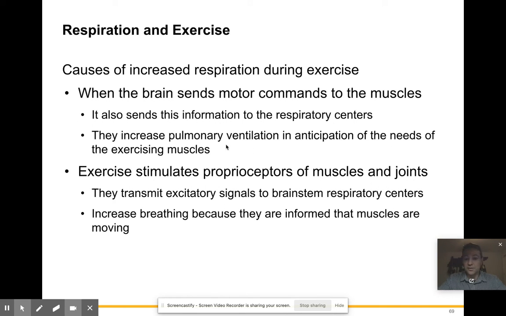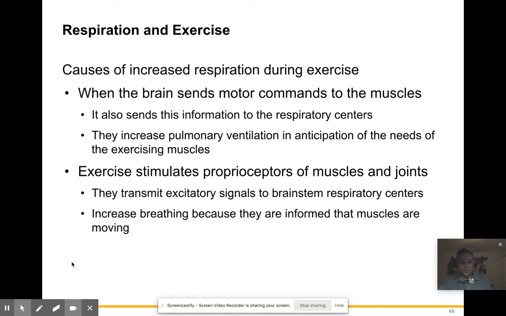They increase pulmonary ventilation in anticipation of the needs of the exercising muscles. So the amount of inhalation is going to increase, and the amount of expiration is going to increase when your muscles are doing some type of action or activity. Exercise also stimulates proprioceptors of muscles and joints. They transmit excitatory signals to the brainstem and the respiratory centers, and they increase breathing because they are informed that the muscles are going to be moving.